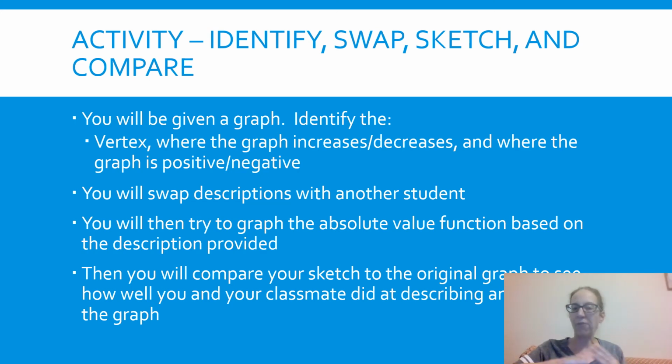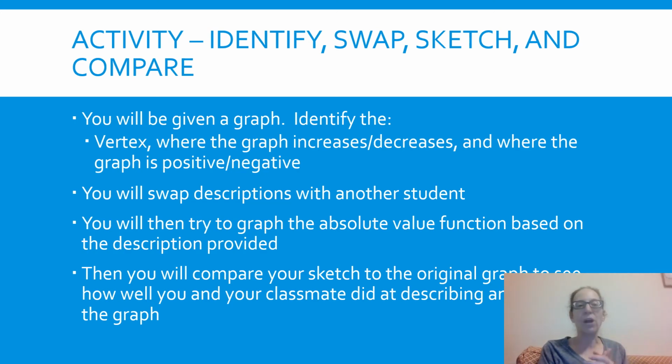You're going to try to graph the absolute value function based on the description provided, and your partner is going to try to sketch the absolute value for your graph, based off of what you provided. So hopefully you provided the right stuff. Hopefully the person who gave you stuff provided the right stuff. Then you're going to compare your sketch to the original graph to see how well you and your classmate did at describing and sketching the graph. And we'll find some way to evaluate and share that and discuss if you got a fact wrong or you interpreted it wrong with the graph. Remember, we're not afraid of getting stuff wrong as long as we can learn from it.